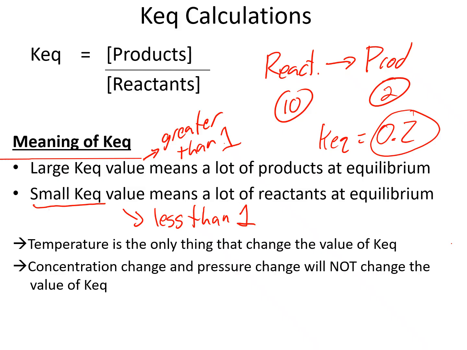Okay, KEQ cannot be 0 since you cannot have negative concentrations of anything. So KEQ will always be a positive number. Now, a few things to remember. Temperature is the only thing that can affect and change the KEQ value. Concentration changes, pressure changes, catalyst, decrease in volume, increase in volume, all of that will not change the value of KEQ. The only thing that'll change the value of KEQ is temperature. Okay, so now that we have that, let's get into some calculations.